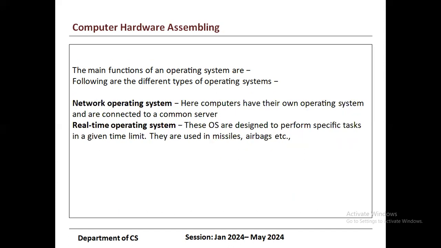The fourth one is network operating system. Here, computers have their own operating system and are connected to a common server. Means they have a common server. And the last one is real-time operating system. This type of operating system is designed to perform specific tasks in a given time limit. They are widely used in missiles, airbags, etc.